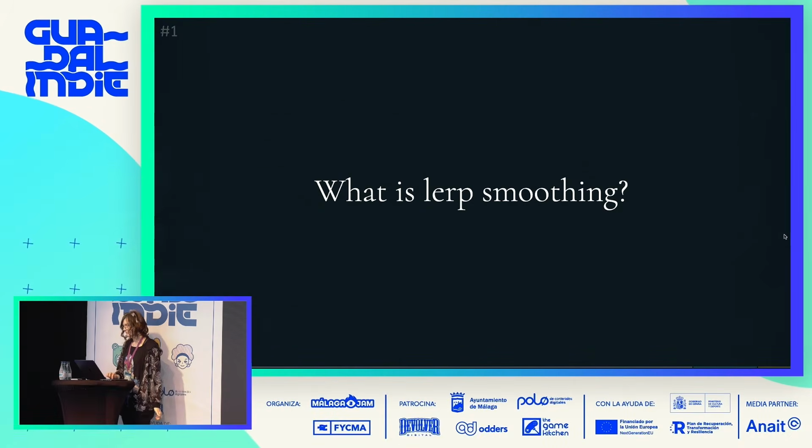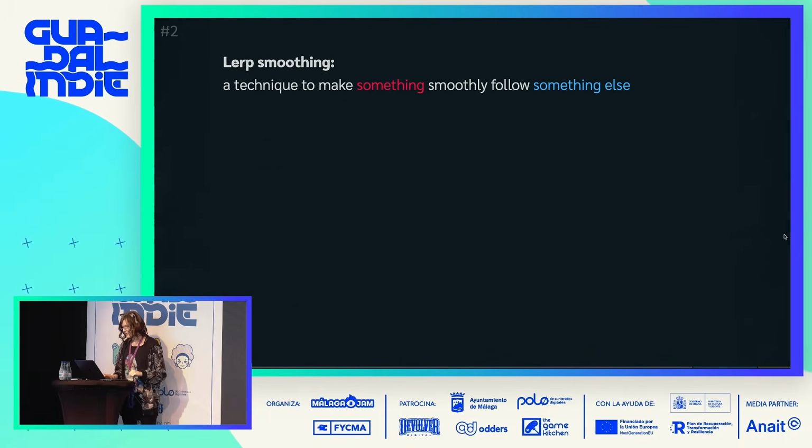OK, so what is Lerp smoothing? This is something you might find in Unity forums or in various places when asking how do I smooth this motion? And then you're going to find someone who goes, oh, you can use Lerp smoothing. Just write this small little function that'll just solve it for you. So Lerp smoothing is a technique to make something smoothly follow something else.